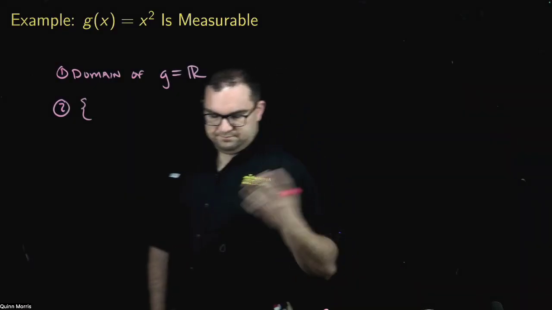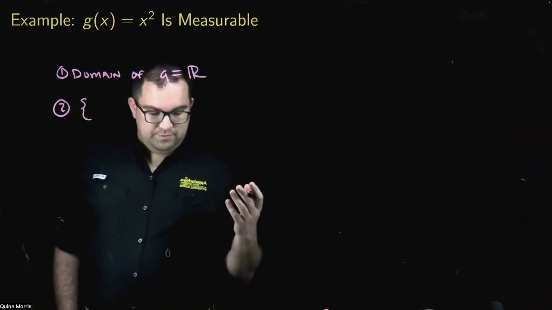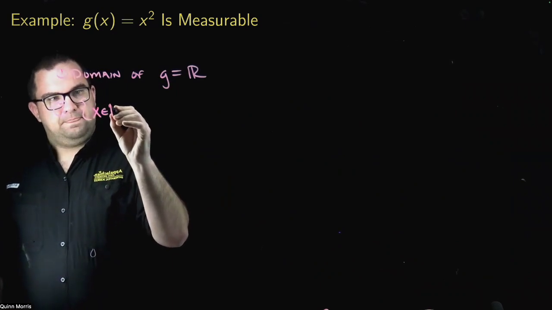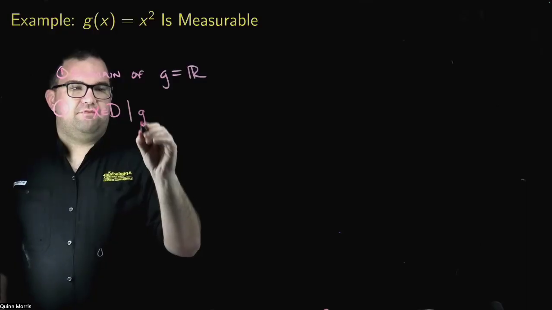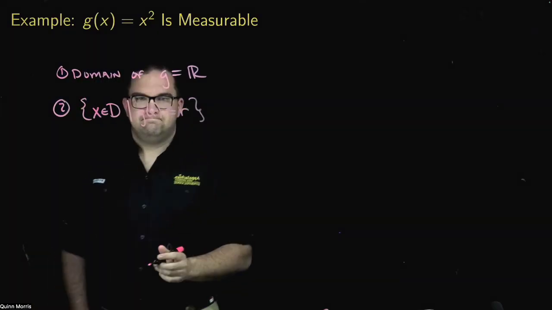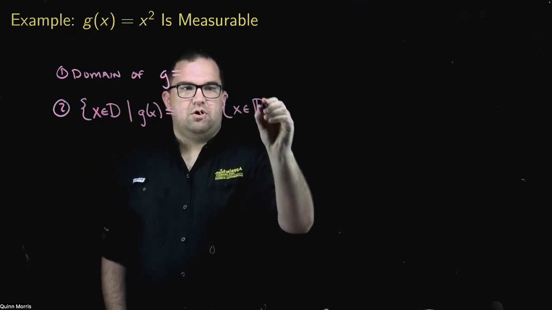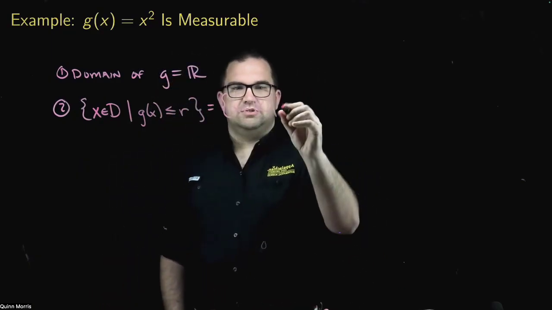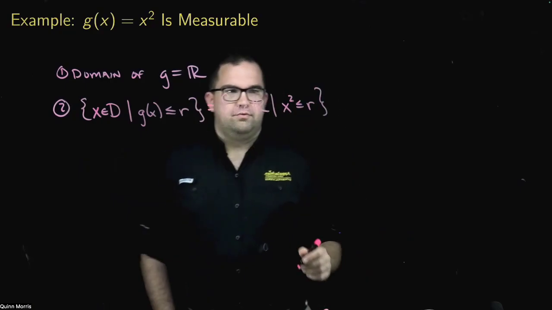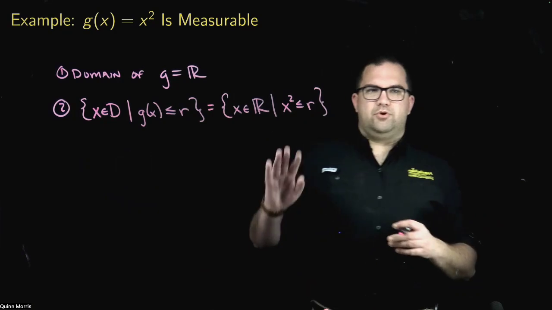Now, maybe here, let's choose something different just to use a different one of the measurability conditions. Let's say I'm going to look at the set of all x in my domain such that my function g of x is, let's say, less than or equal to r. My domain is all of R. So the set of all x in R such that g of x, that's x squared, is less than or equal to r.